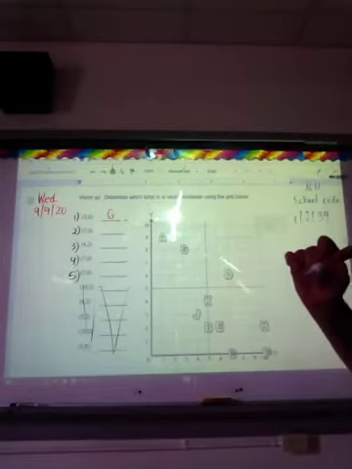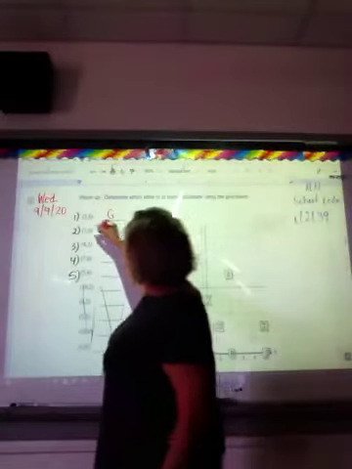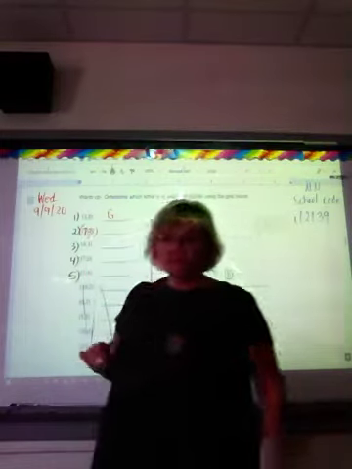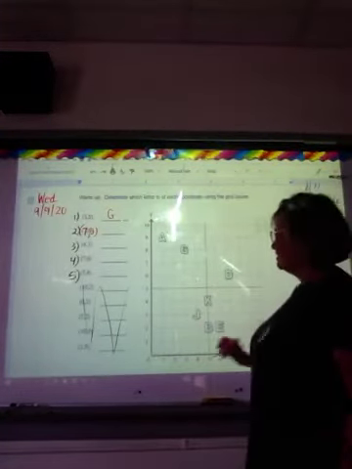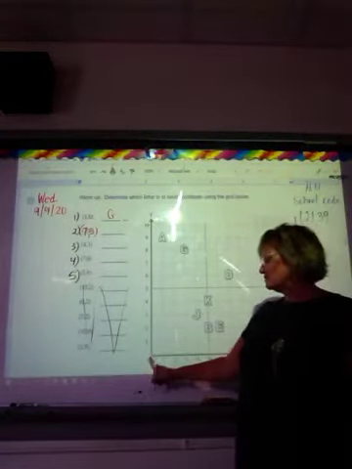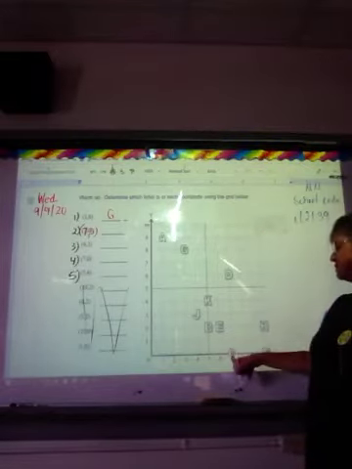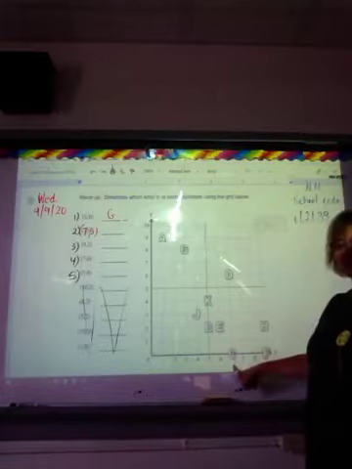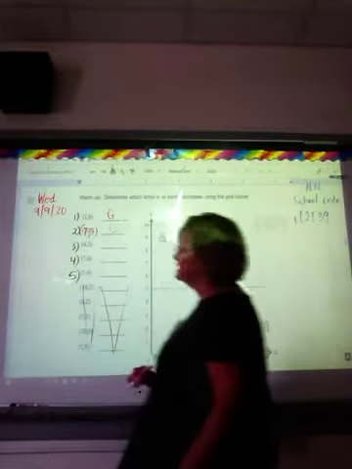Okay? Take a look at number 2. Number 2 says 7, 0. Can you see that any better? Maybe? Maybe not. 7, 0. We always start at the 0. We're going to go over 7. We're going to go up 0. So jump right there. I don't know if you can see that, but that's a C. So number 2 is C.